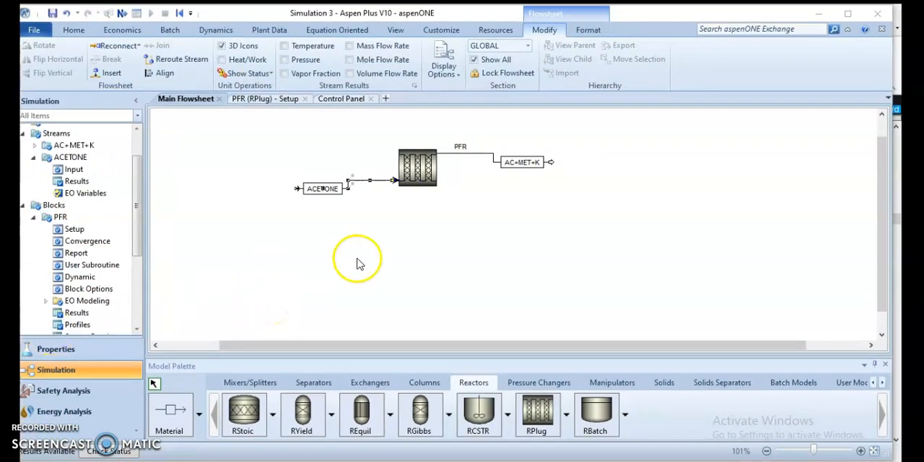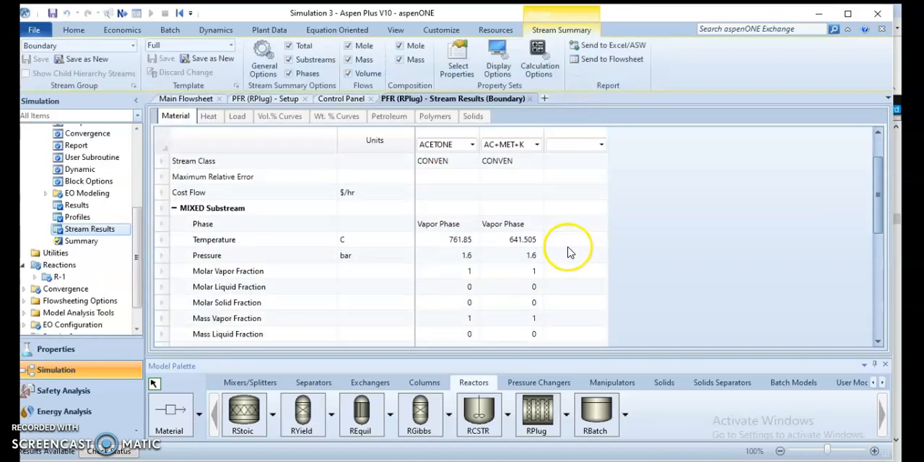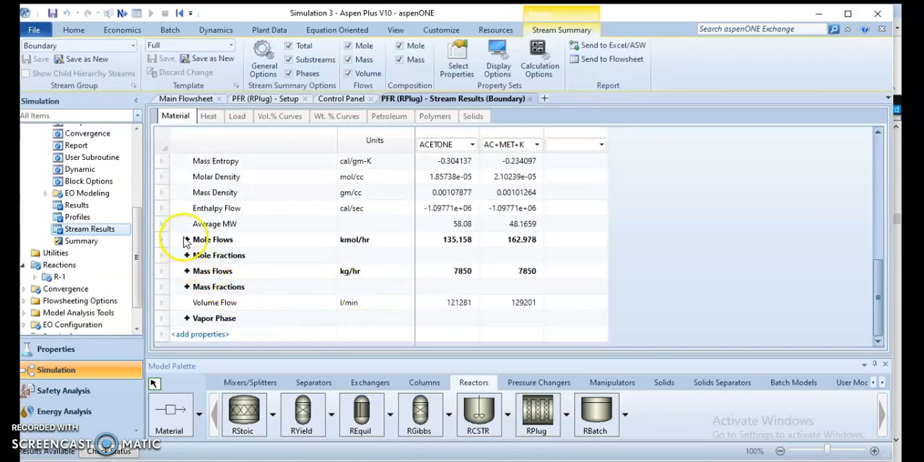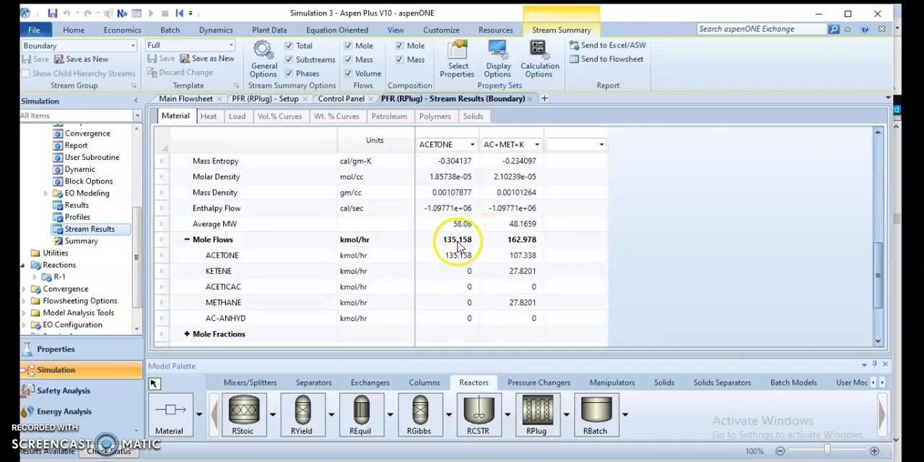So the result is ready and it's available. Let's see, I can right click on the plug flow reactor, and I can see the stream variables. So we can see the mole. Okay, that's good. So we can see the input and output. The acetone is introduced as an input, and on the output side you can see there is 107 kilomole of the acetone, and you can see the ketene value here, and also the methane value.